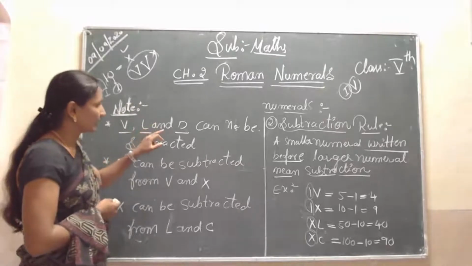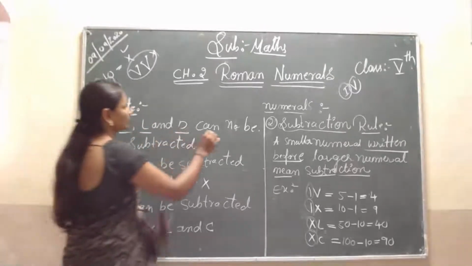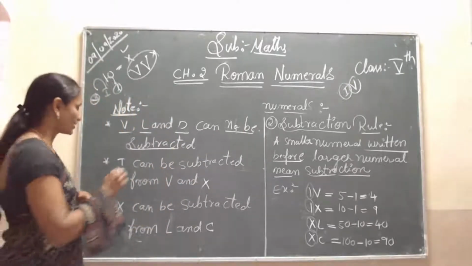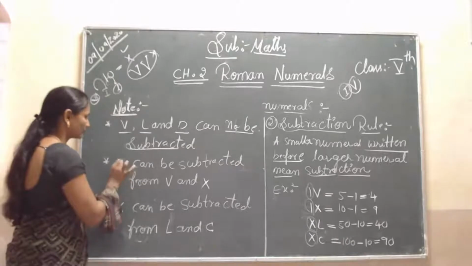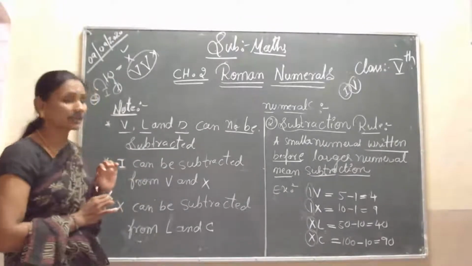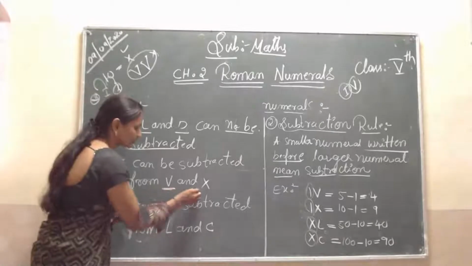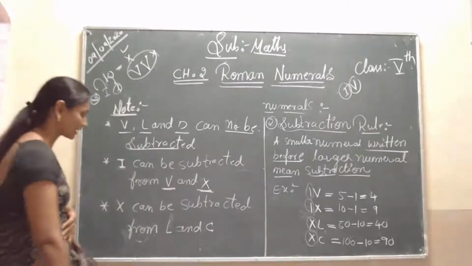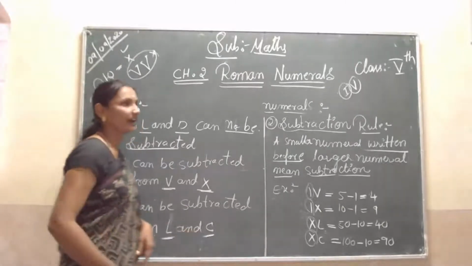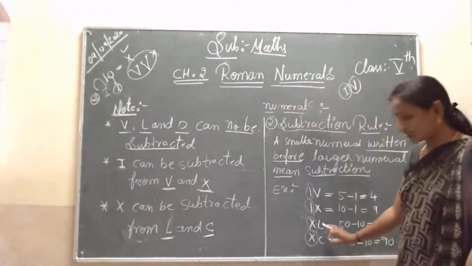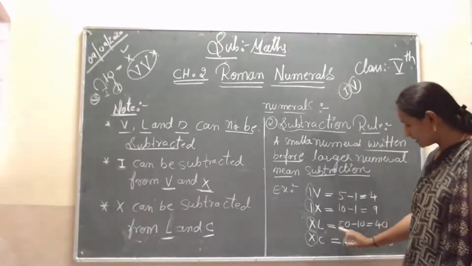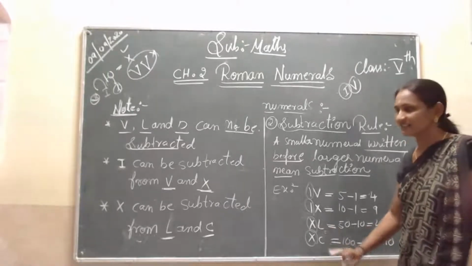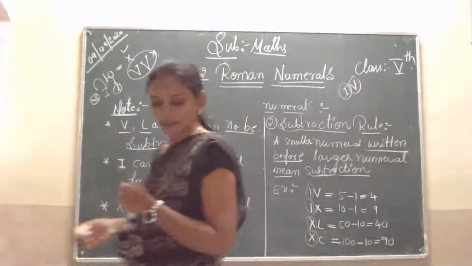V, L and D cannot be subtracted. But the symbol I can be subtracted, only from V and X. Next point, X can be subtracted only from L and C. The students already have the example written here: X is subtracted from the symbols L and C. These are the 3 points. Okay, students?